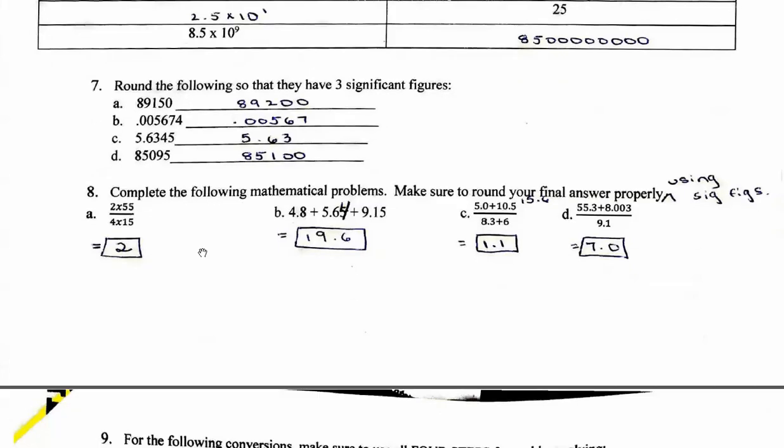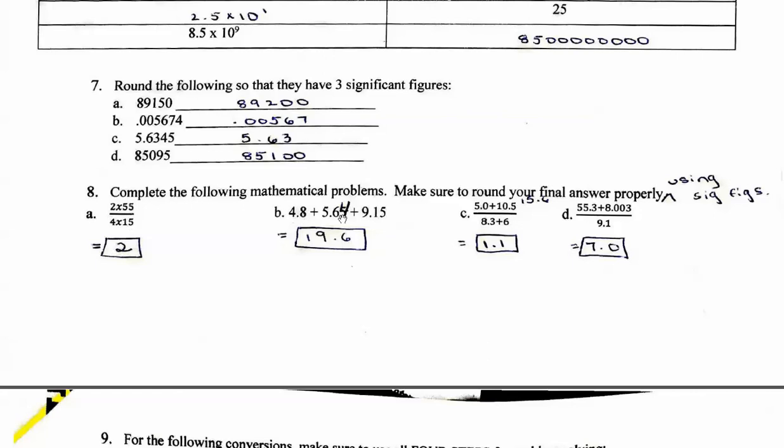Okay. For this one, you just do the simple math. And what you should notice, guys, is since I'm multiplying and dividing and that's all I'm doing, I need to use the fewest number of significant figures. This says 1 sig fig, this is 2, this is 1, this is 2, so my final answer needs 1.